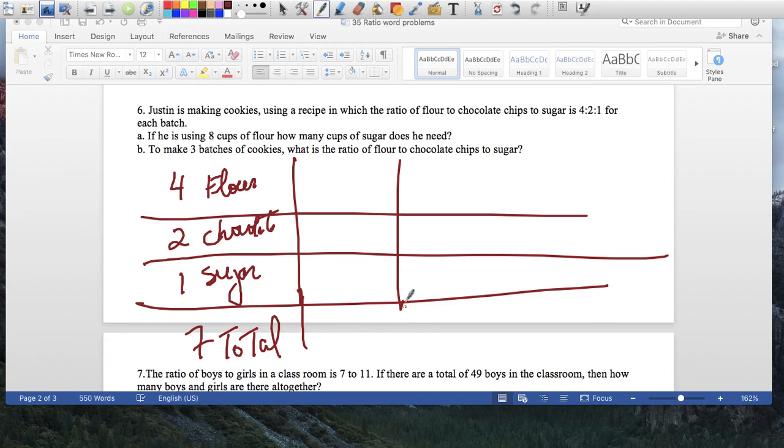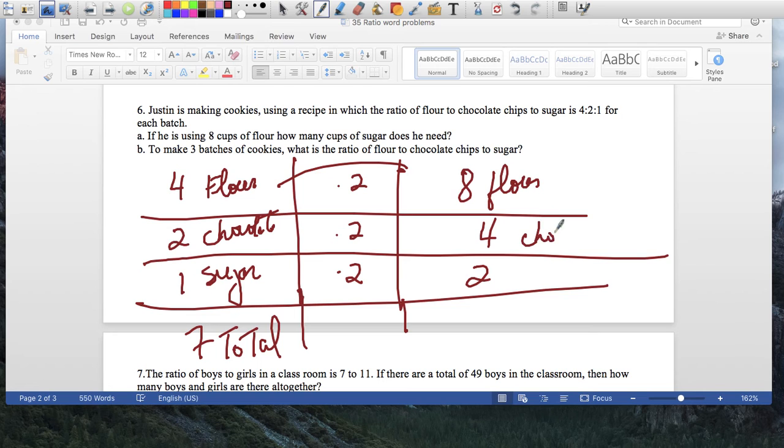Right? So it says here if you're using 8 cups of flour, so 8 goes over here. If you have 8 flours, how much sugar are you going to use? Well, what's the multiplier here? Times 2. So 4 times 2 is 8, and 1 times 2 is 2. So 2 chocolate, 2 sugar. If you're using 8 cups of flour, how much sugar do you need? You need 2 cups of sugar.